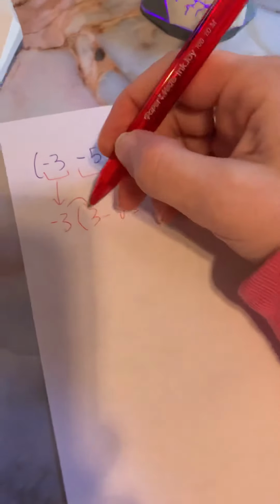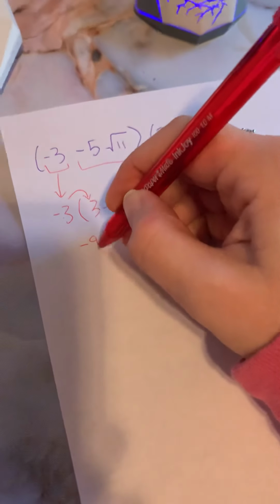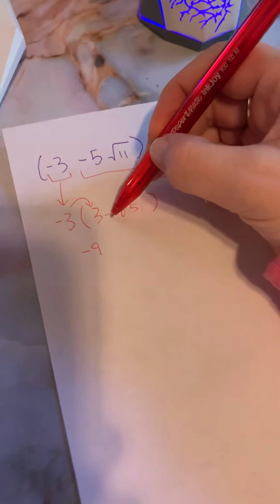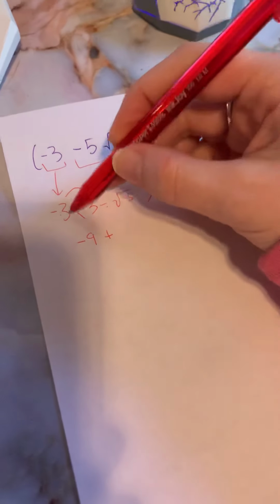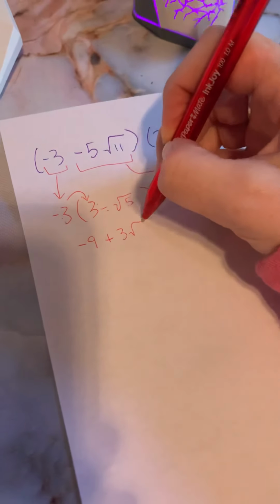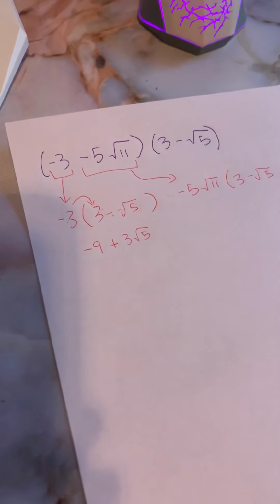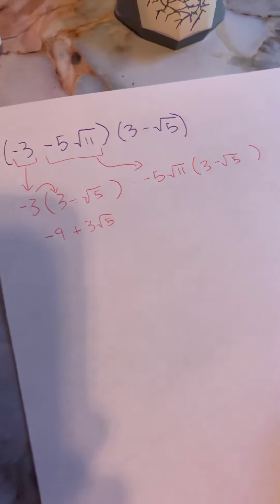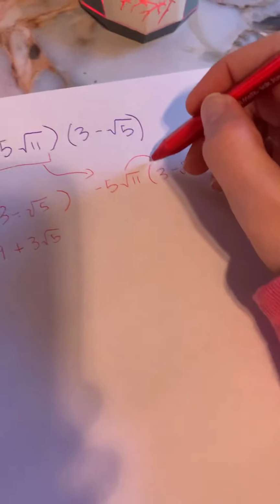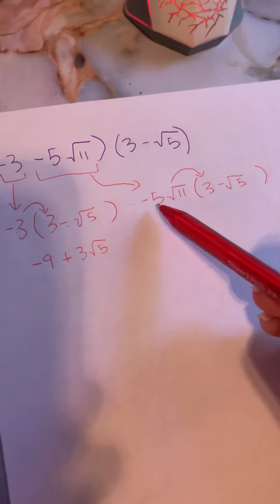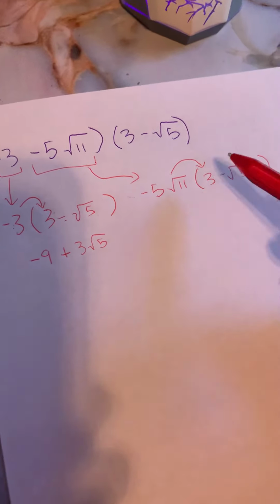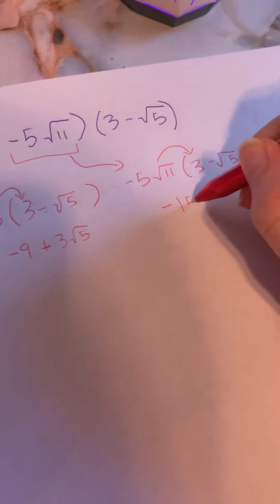So we're going to distribute. -3 times 3 is -9. Negative is a positive. And then we put 3 on the outside of the square root of 5. For this one, we'll do the -5 times the 3. Get -15. And then just put that square root 11 on the back.